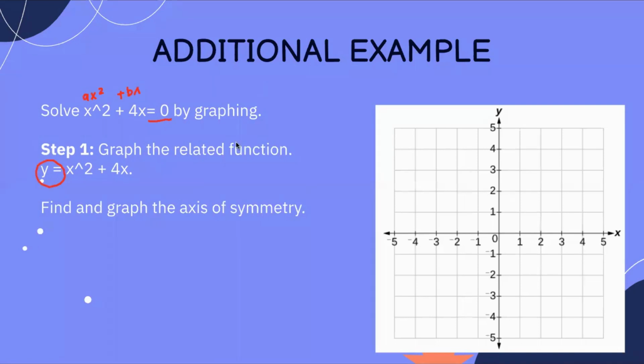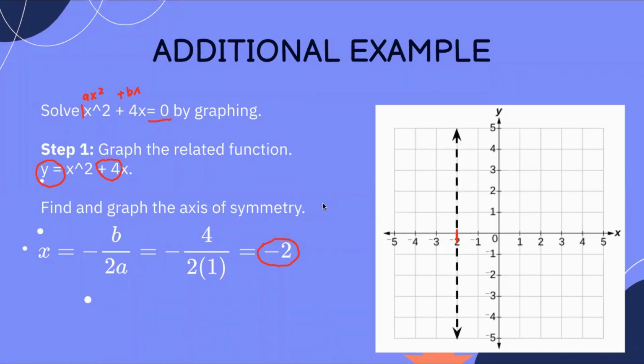And for our graphing process, I'm going to find and graph the axis of symmetry. Again, our axis of symmetry equation is x equals negative b over 2a. Your b value in this case is positive 4, and your a value is just positive 1, so that would be negative 4 over 2 times 1, which is negative 4 over 2, and simplifying that gives x equals negative 2. So for your axis of symmetry, you're going to draw a vertical line through negative 2 on the x-axis. And that's how it would look.